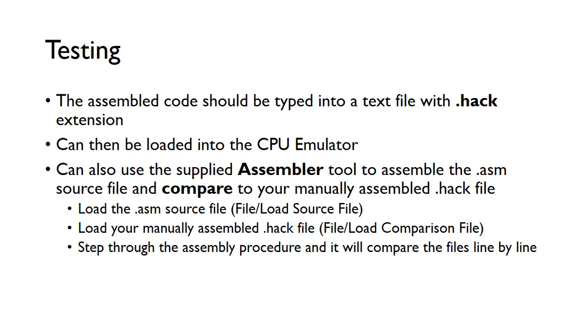Once you've assembled your code, you're going to have these tables of ones and zeros, which is raw binary machine code. This needs to be typed into a text file and stored with a .hack extension, recognizing that this is hack machine language, and then we can load that into the CPU emulator tool. Then you can run the code in the CPU emulator. But there's also an assembler tool that's provided as part of the Nand to Tetris tool suite.